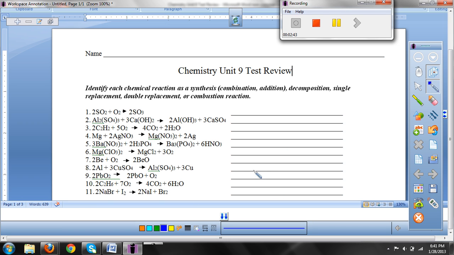I'm going to change that ink color. I want aluminum to kick the carbon out and pair up with the sulfate, and there's the carbon by itself now, so that's a single replacement. This lead oxide is going to break down into lead oxide and oxygen, so that's a decomposition. This is a hydrocarbon. In the presence of oxygen, it will burn and give us CO2 and water, and you always get that with a combustion reaction.